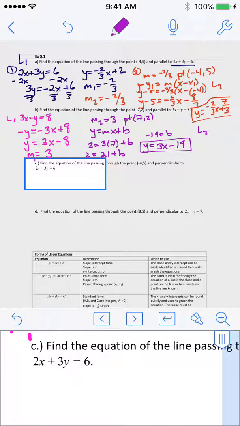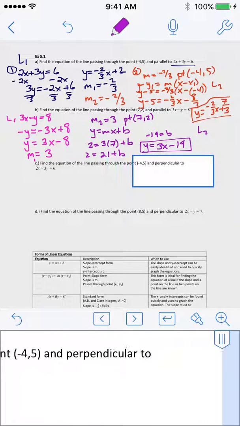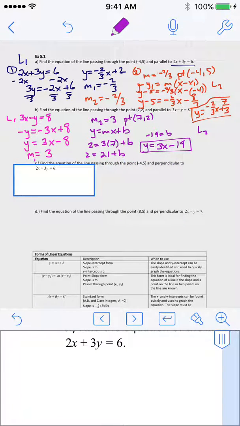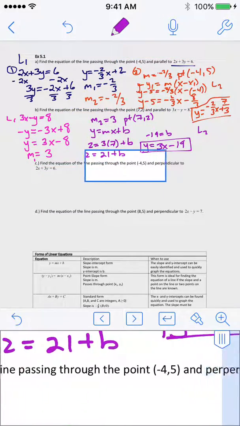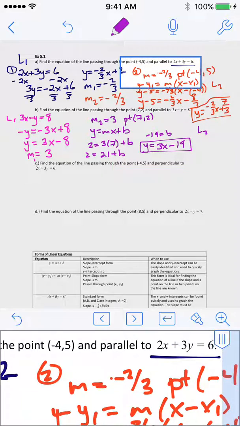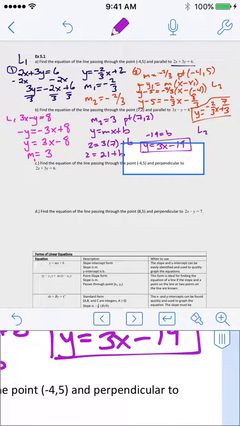Alright. The next one is find the equation of a line passing through point negative 4, 5 and perpendicular to 2x plus 3y equals 6. This sounds verbatim, this question, except for one word. What's the only thing that's different between these two? That's right, the word perpendicular.